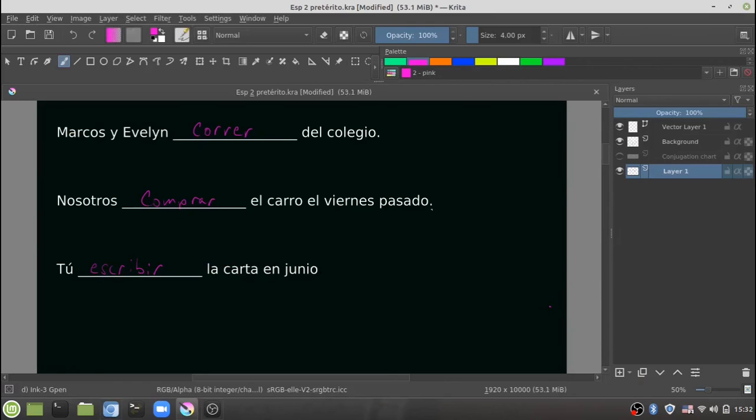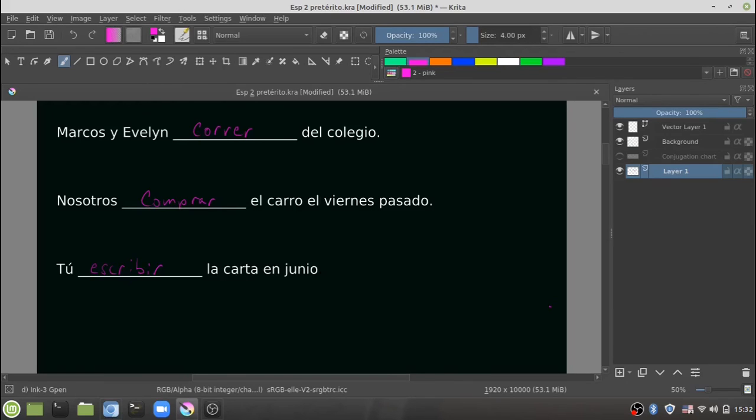Okay, so now we're going to see some of these verbs in action in the preterite tense. So I've got these three sentences. We got Marcos y Evelyn, we got the verb correr del colegio. As you guys can all see, this verb right here is in the infinitive form, so that can't possibly be correct. We'll be correcting these things in just a second. In the second sentence, we got nosotros comprar el carro el viernes pasado. And then in the final sentence, we got tú escribir la carta en junio.